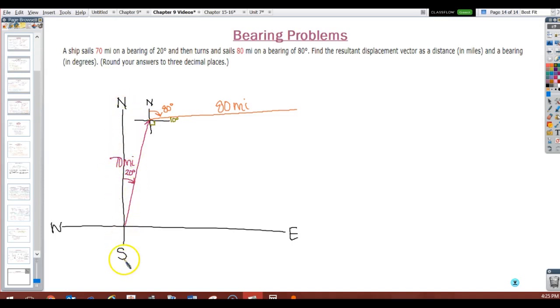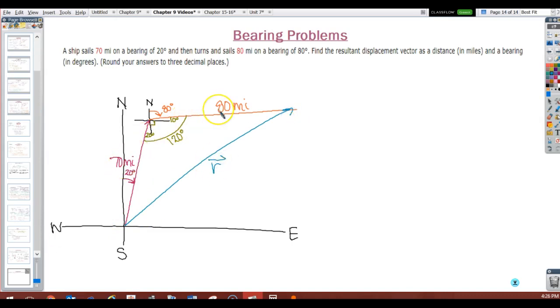The north-south of this compass and this north-south of this compass are obviously going to be parallel. Well, this would then be a transversal, and so this angle and this angle will be congruent because they're alternate interior angles. So that angle is 20, this is 90, that's 10, so that tells me that this entire angle is 120 degrees. And that's helpful because now I have enough information to find other pieces of this triangle that we get from our resultant vector r.